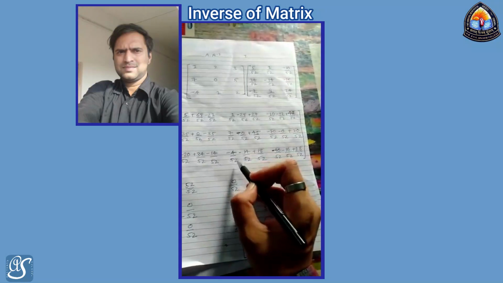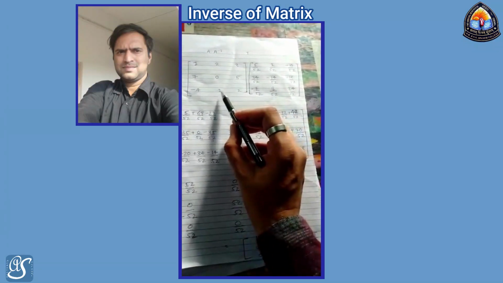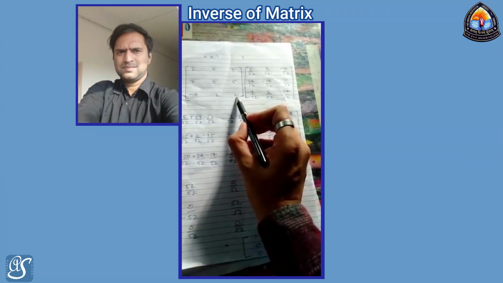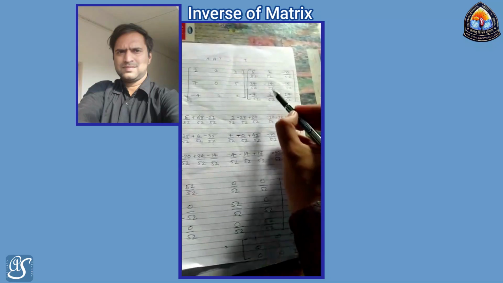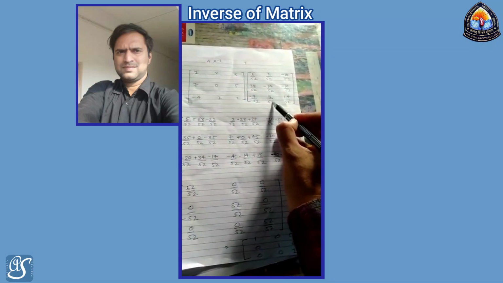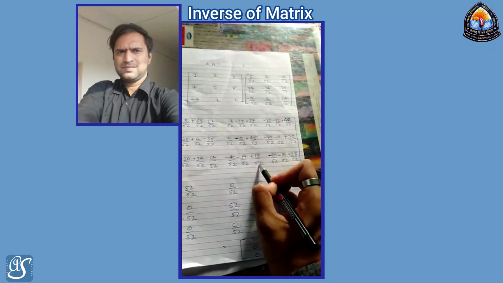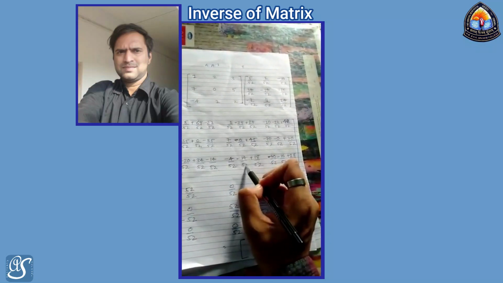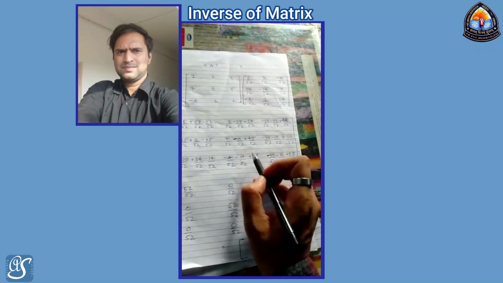Now third row, second column. So minus 4 into 1 upon 52, minus 4 upon 52. 1 into minus 14 upon 52, minus 14 upon 52. 2 into 9 upon 52, so plus 18 upon 52. So third row, second column: minus 4 upon 52 minus 14 upon 52 plus 18 upon 52.